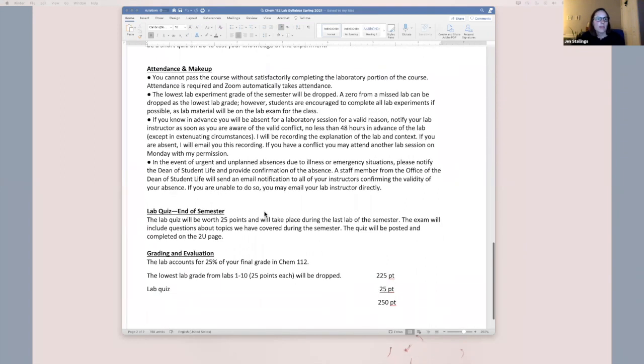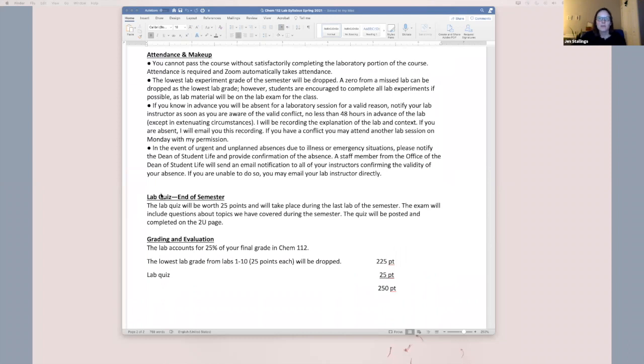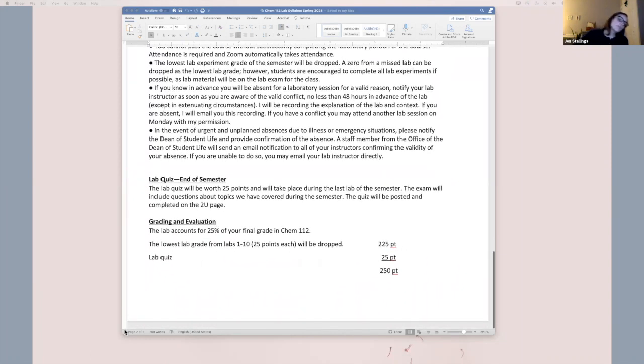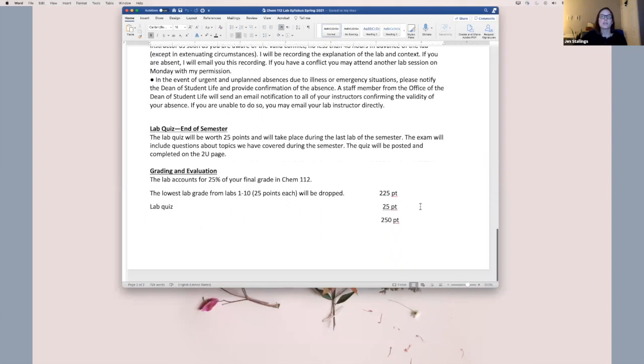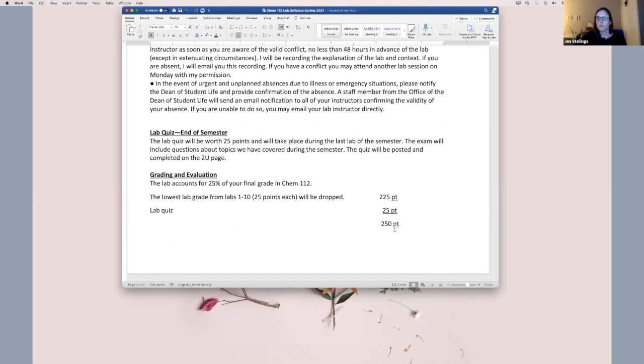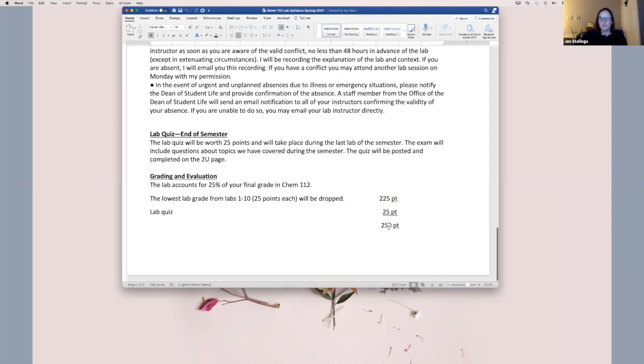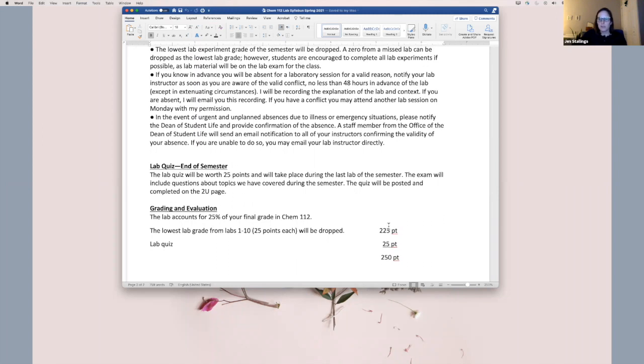Okay. And then there's just the info about the lab quiz. You can drop the lowest lab grade out of the 10, so you are only counting 9 out of 10 labs, and it's 225 points. Then it's 25 points for that lab quiz. So it's 250 points, and Professor Levy calculated that it's 25% of your grade. Any other questions about the syllabus before we talk about the experiment or Labster?